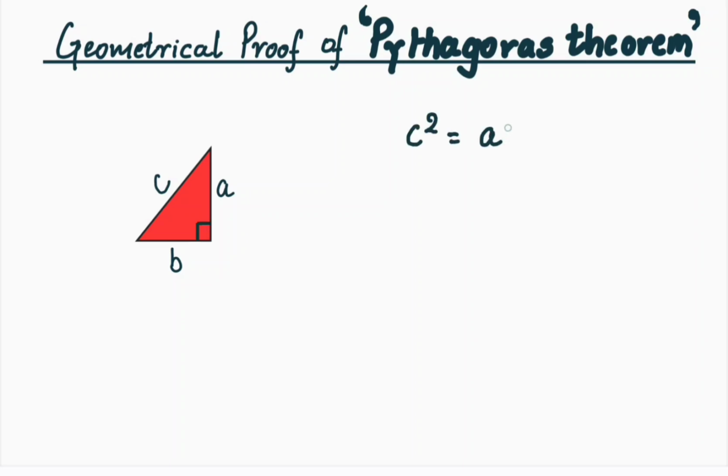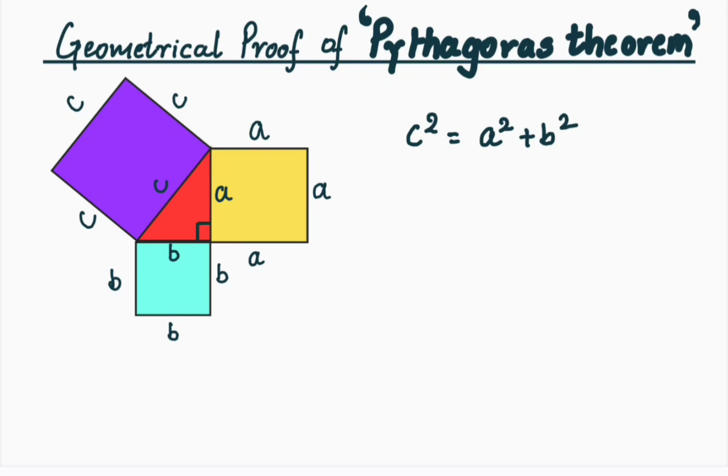Pythagoras theorem states that the square of the hypotenuse, that means c square, is equal to the sum of squares of both the sides. But many don't know that Pythagoras theorem actually states that the area of the square whose side is the hypotenuse, that means c square, is equal to the sum of areas of the squares of the other two sides, a square plus b square. Now let's look at the proof of this theorem.